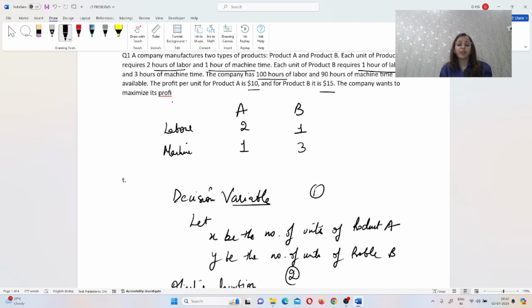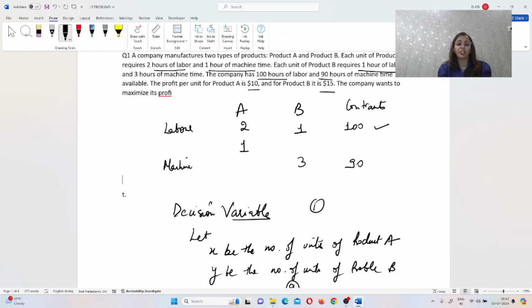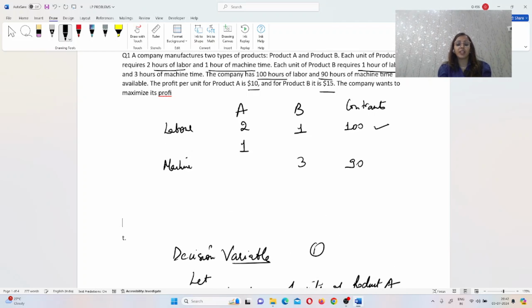But the profit, what we can say is that the labor constraint is always given in this question as 100. So we write it over here, and 90 hours for machine. So we can write the constraints like this. You can make a matrix and then find it. It's up to you. You have to formulate the equations. Now the profit is given over here. Product A is making a profit of $10 and product B is making a profit of 15.